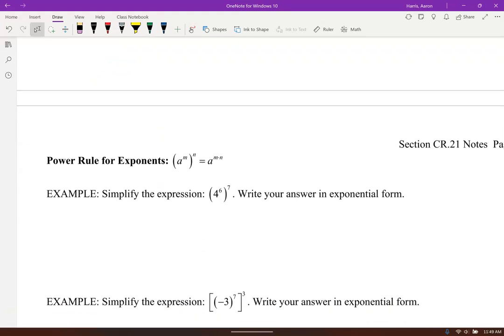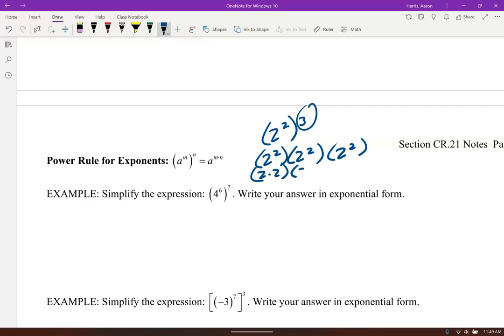All right, here's the power rule, power of a power. So a to the m times n. Let me give you an example of this. Let's say we have 2 squared to the 3rd. This means I have 3 2 squareds. So I have how many 2's total?